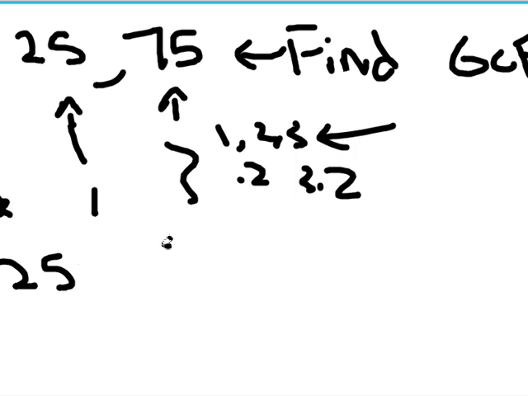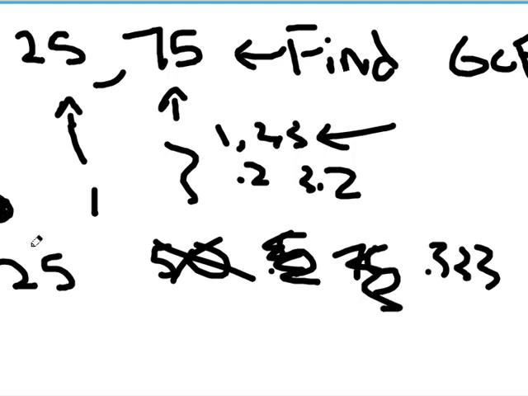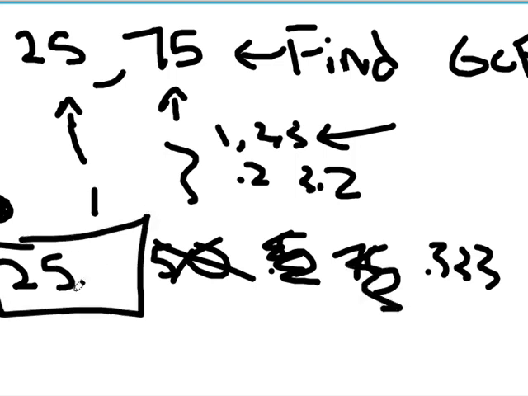Well, let's try the number 50. If you divide 25 by 50, that is 0.5, which is not a whole number. So 50 won't work. Let's try 75. If you divide 25 by 75, that'll be somewhere around 0.333, and that is not a whole number either. So the biggest number that really can divide those two is 25, and that's the answer.